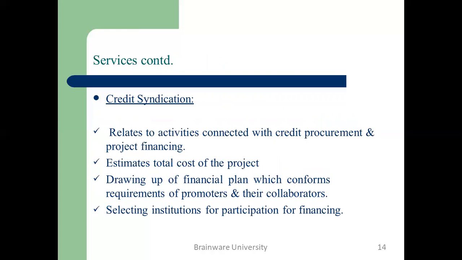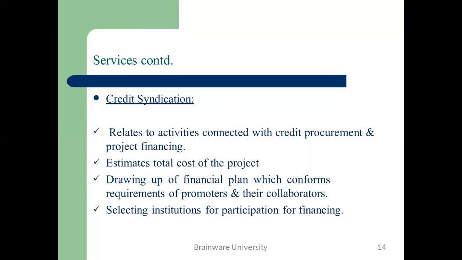Then there is obviously credit syndication, which relates to activities connected with credit procurement and project financing. It means it's all about giving money to the business bodies for their project. So before giving the money, they should look after the project, look after the possibilities of return, and the risk factors. They have to estimate the total cost, draw up the financial plan, which confirms the requirements of promoters and their collaborators, and select institutions for participating in financing. So it's not all about project financing. We can say project financing and credit syndication are very much related with each other.